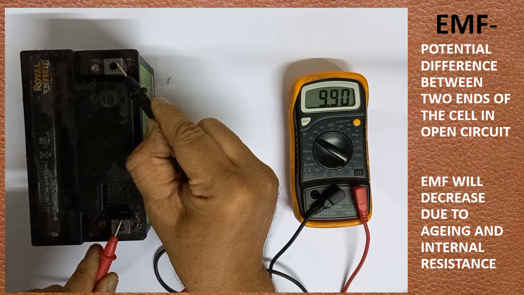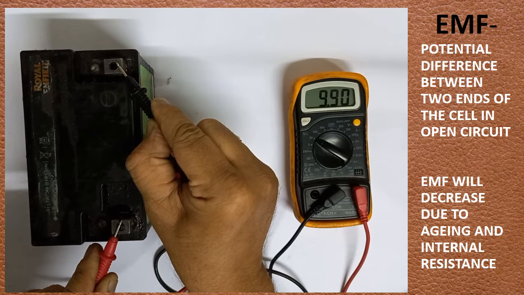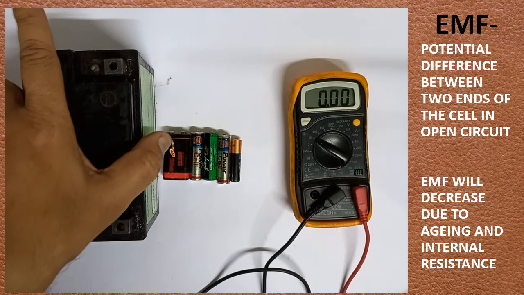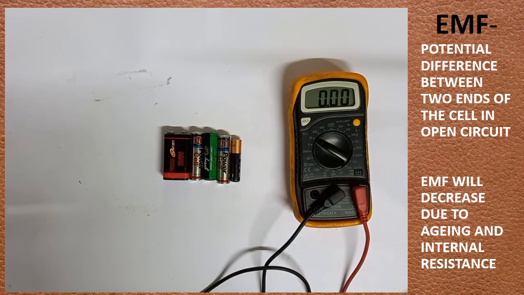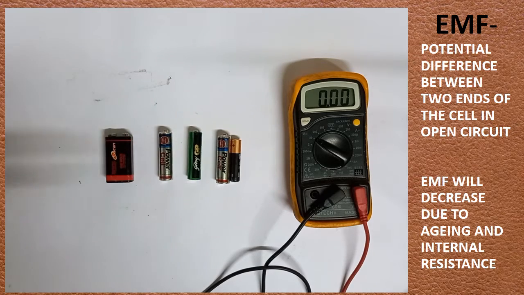Are you clear? So this is the EMF of this cell, which is used in two-wheelers. If it were a new one, that digital voltmeter would show 12 volt. So this is the present and current EMF of the cell. I hope you have understood what the meaning of EMF is. Now I will keep it aside. Now I am going to measure the EMF of other cells.